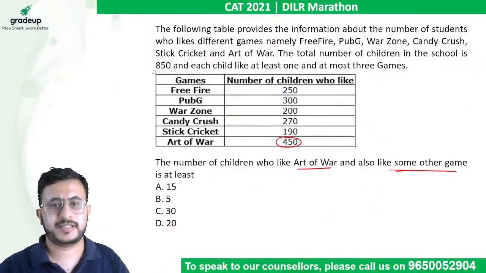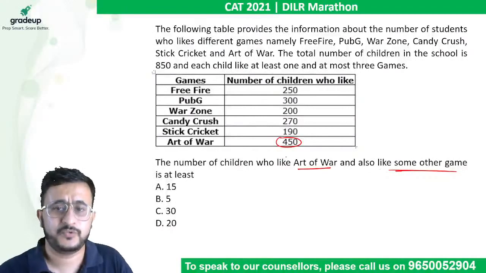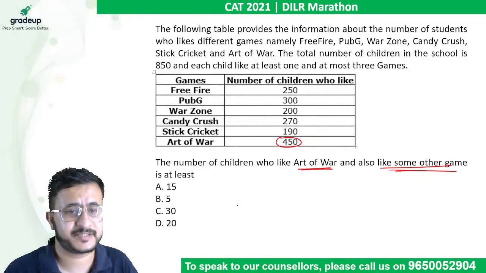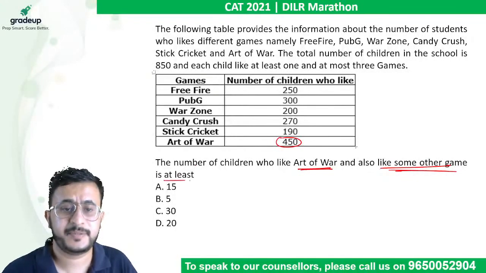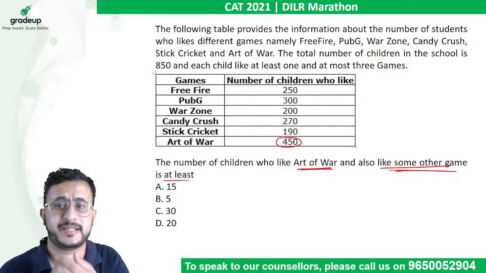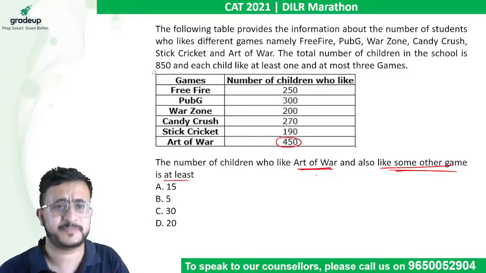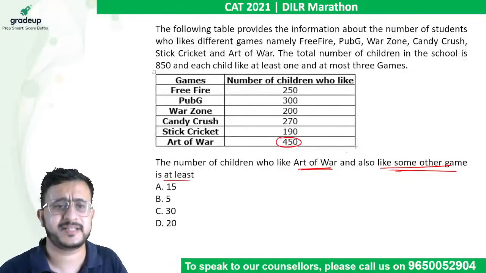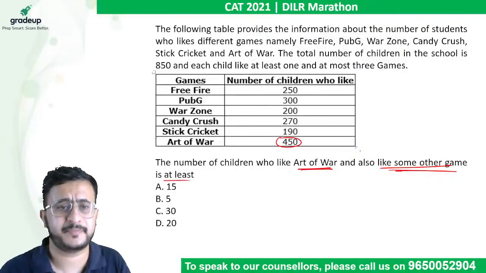All right. So the next question is: the number of children who like Art of War and also like some other game is at least. How many people like Art of War and some other games at least? At least means minimum, right? So for the number of people, it means more than 1 game, right? They are saying that more than 1 game is at least.